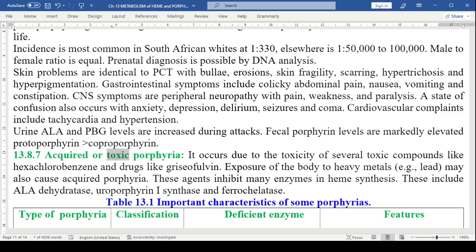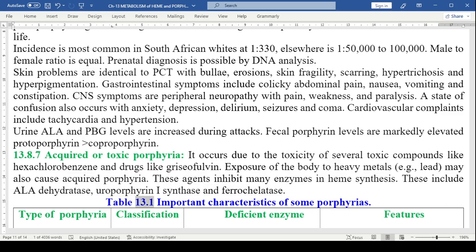13.8.7 Acquired or toxic porphyria. It occurs due to the toxicity of several toxic compounds like hexachlorobenzene and drugs like griseofulvin. Exposure of the body to heavy metals, for example lead, may also cause acquired porphyria. These agents inhibit many enzymes in heme synthesis. These include ALA dehydratase, uroporphyrinogen I synthase and ferrochelatase.